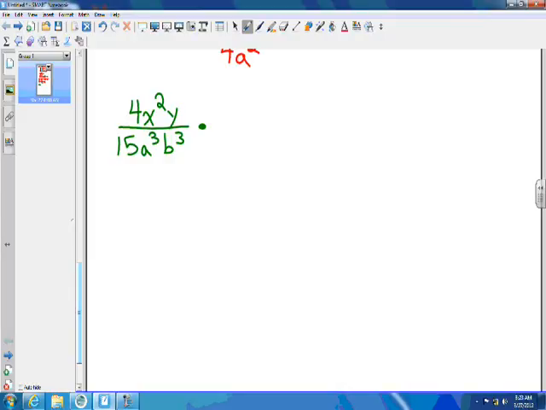So we're changing it to multiply, and we flip the second one. So it's 5ab cubed over 2xy squared. And I'm not going to show both methods for all these. I'll show both methods in the beginning. I'm going to use the one where we cancel in the beginning. You can use whichever.